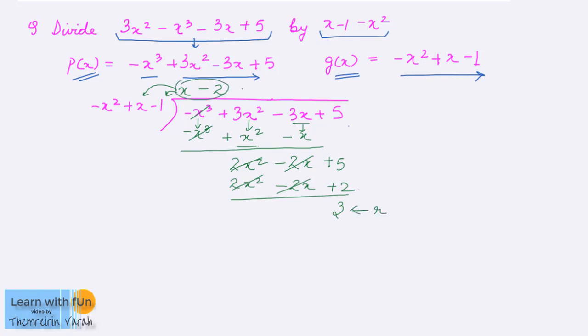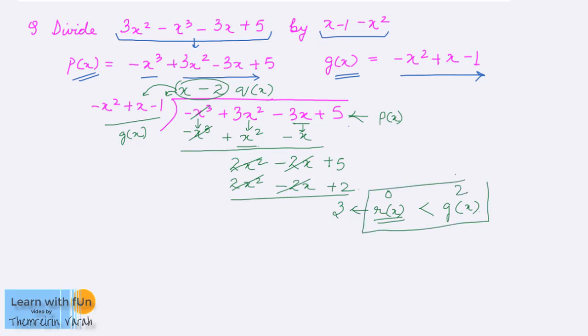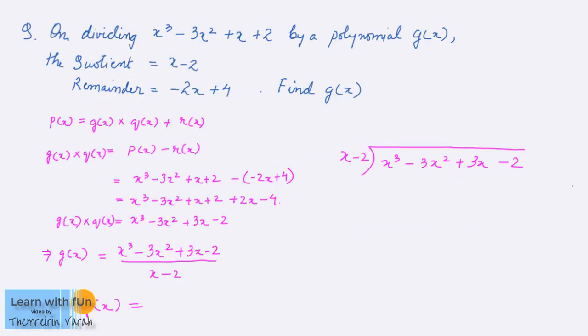Quotient, gx which is the divisor, and dividend which is px. Notice that the remainder rx has degree less than gx. The remainder rx has degree 0 and gx has degree 2, so it satisfies the division algorithm condition. Okay.